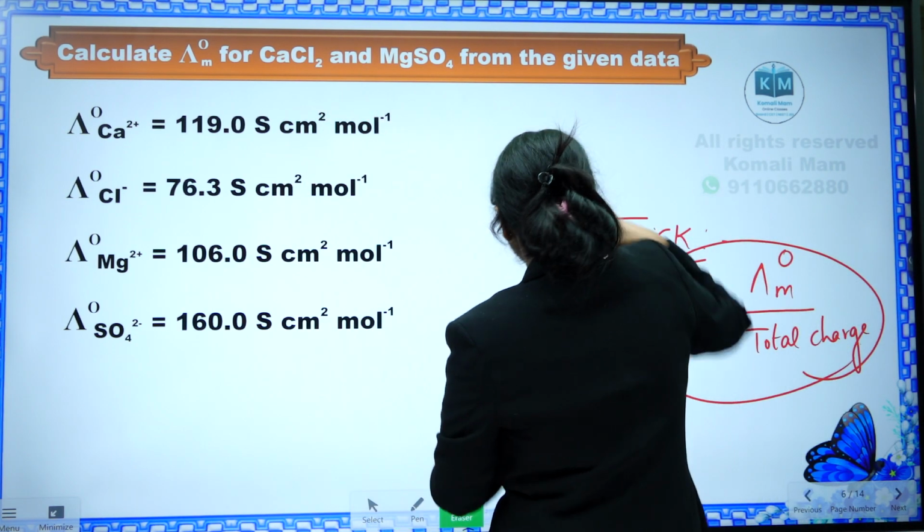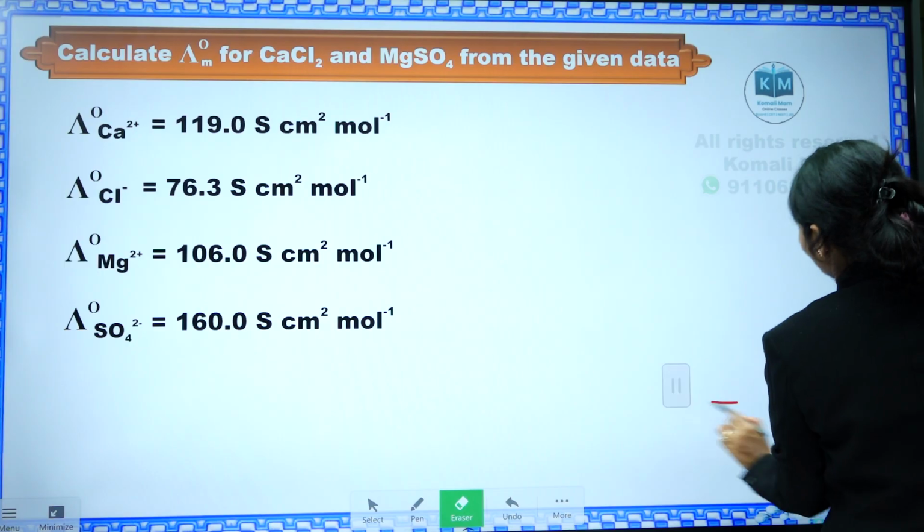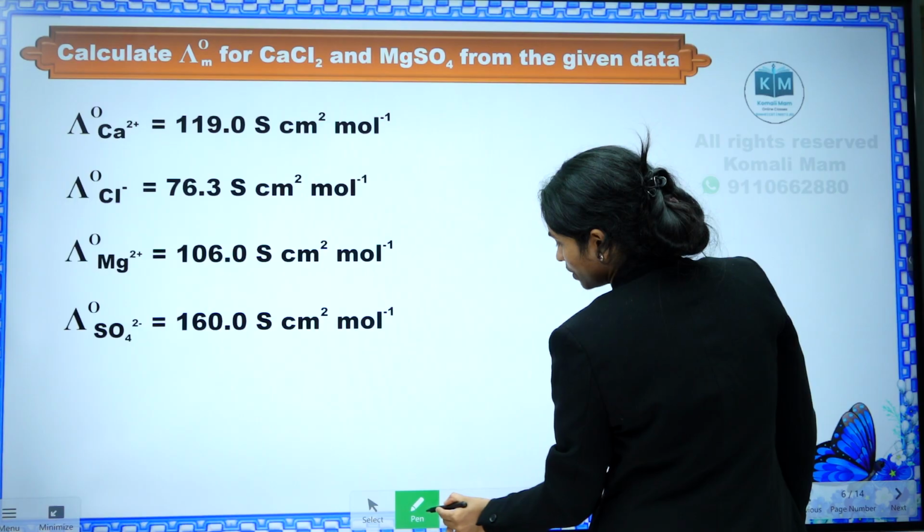See students, see this question. How to solve this question?